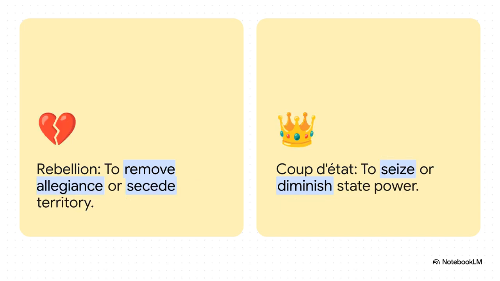And finally, the intent. What's the end game here? A rebellion wants a divorce. It wants to completely tear down the old system and start over, or maybe carve off a piece of the country and form a new one. A coup is totally different. It doesn't want a divorce. It wants a hostile takeover. The plotters like the government machinery. They just want to be the ones driving it. They're not trying to destroy the company. They're trying to fire the CEO and take over the boardroom.